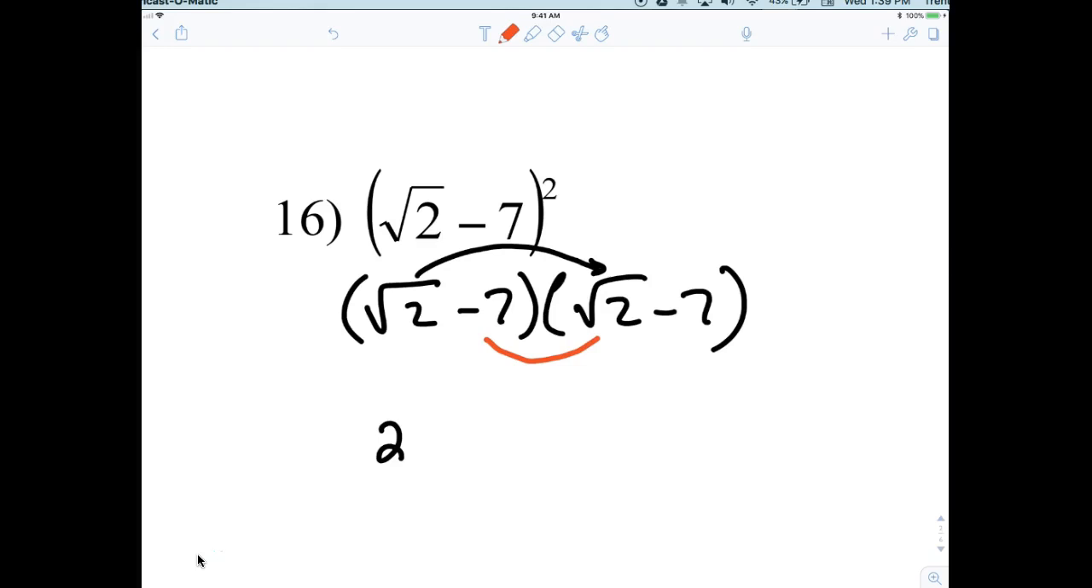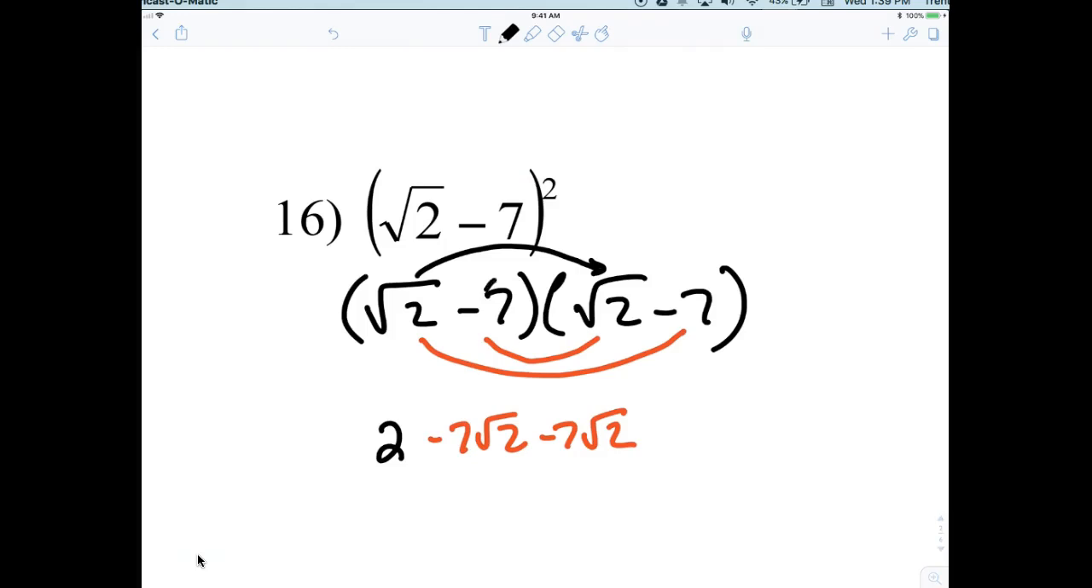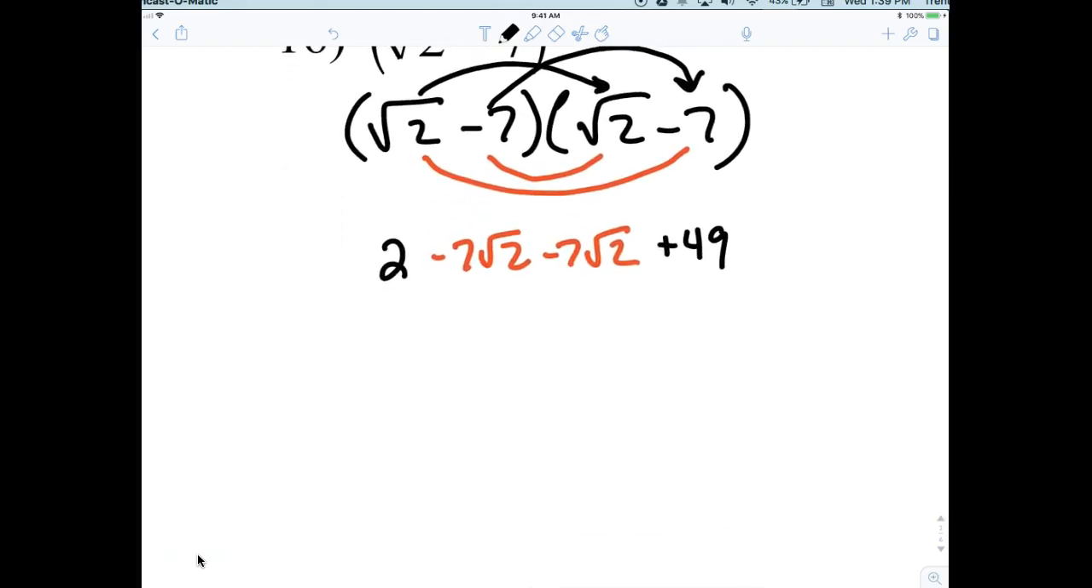What is this right here? Negative 7 radical 2. And then this becomes what? Negative 7 radical 2. And then now we're going to do the negative 7 times the negative 7, which is the what? Positive 49. All right? We're still not done, of course. Okay, so when you combine terms, you end up with 51 minus 14 radical 2. All right? Anybody have any questions?